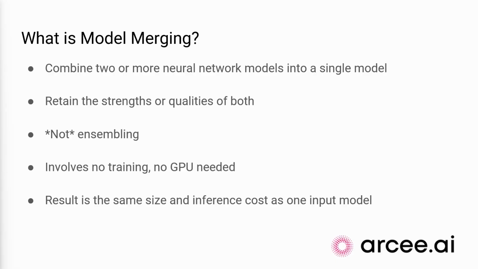Model merging is a technique that lets us take two or more trained neural network models and combine them into one model that combines the strengths and qualities of all the models that you're putting into it. It's also not ensembling. Ensembling is a related technique. It's a great technique that I love, but it involves inferencing a bunch of different models and then combining their answers into a new, better answer, versus model merging produces a single model that's not any bigger than the models that you put in to get in the first place. So it's the same cost as inferencing a single model.